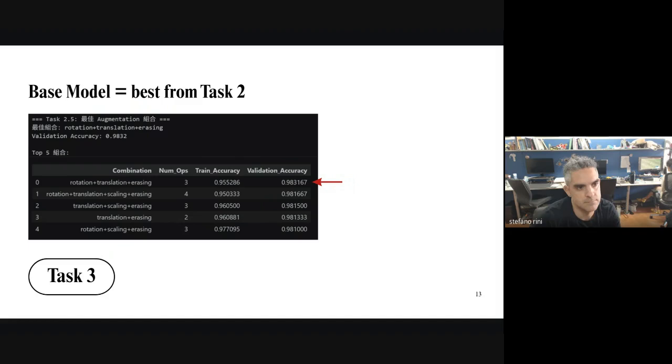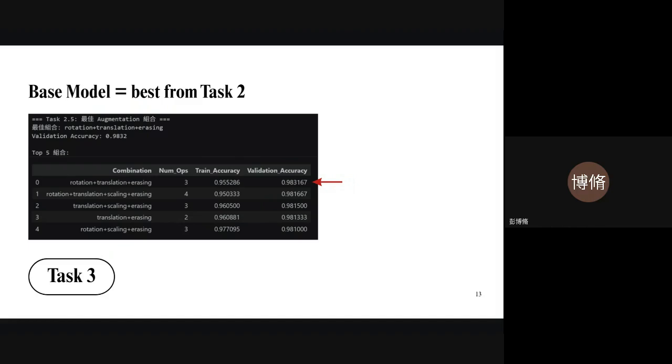Okay. For task 3, I do additional experiments for task 2 and use the best performing model from it as my baseline model. From the augmentation experiments, the best combination was rotation, translation, and erasing. I found that the combination with erasing is much higher than others. I think it can prevent overfitting.